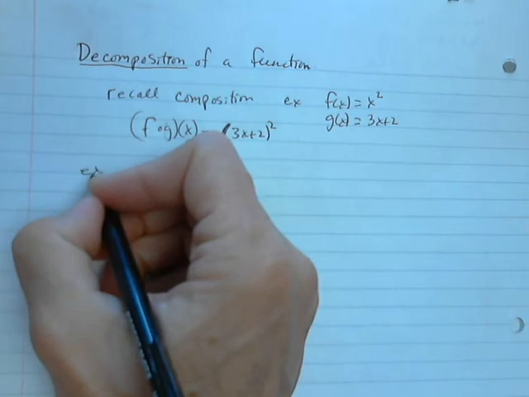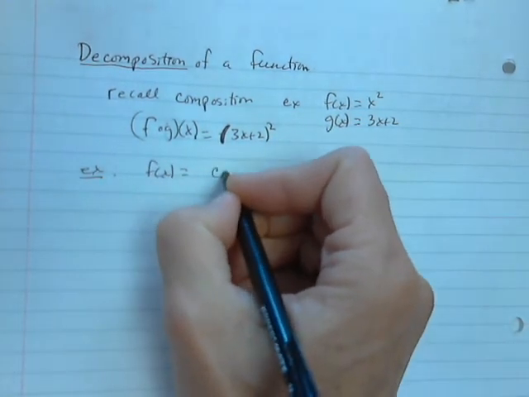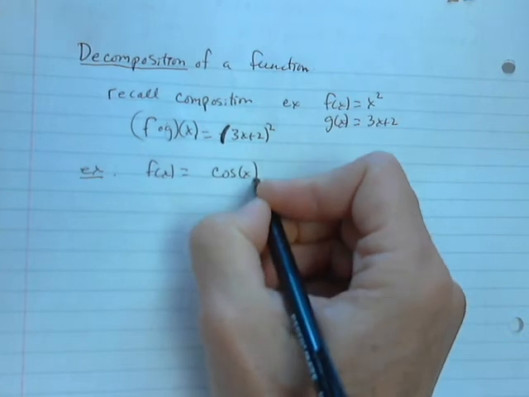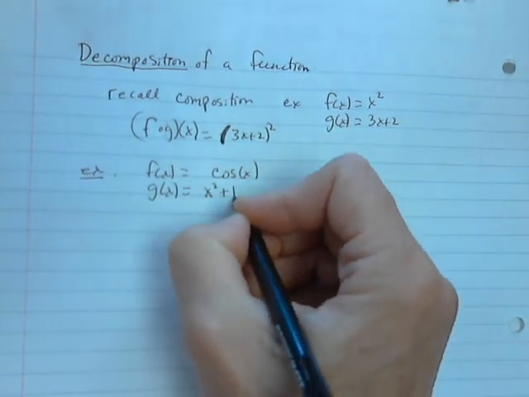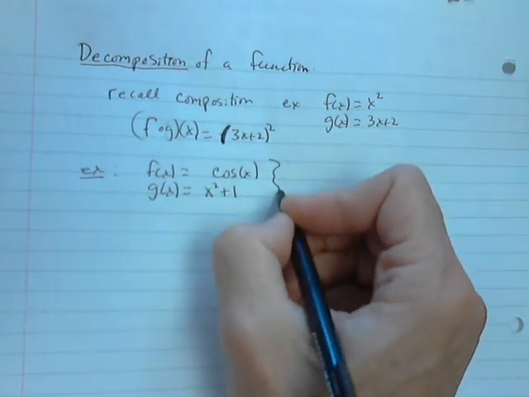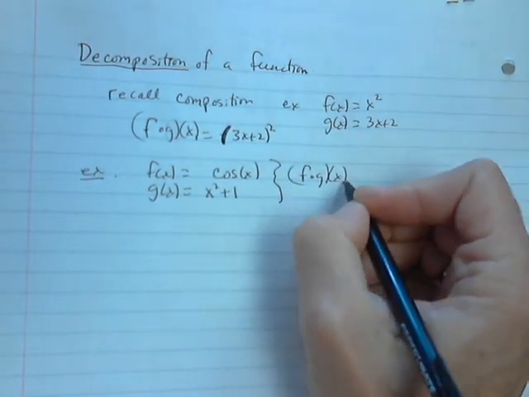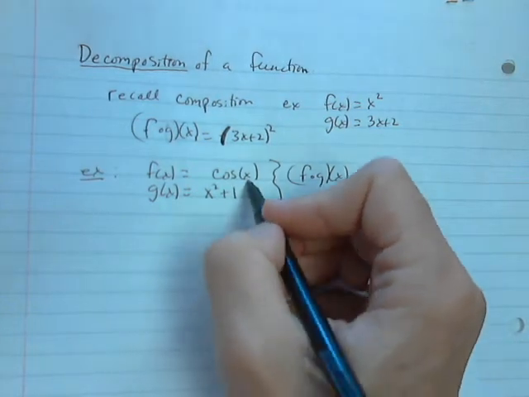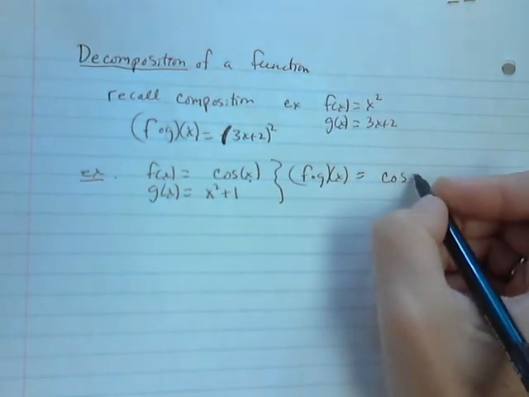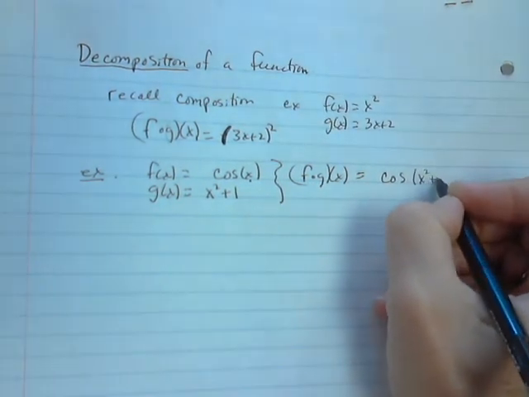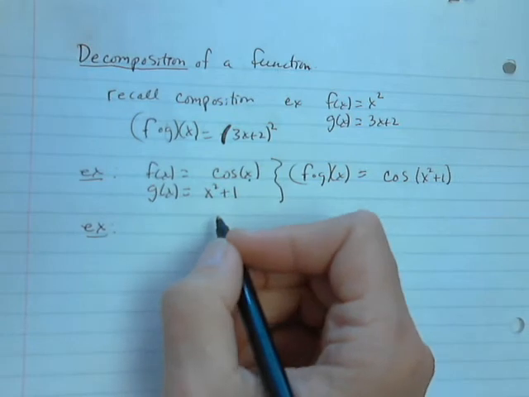Our second example on composition, let's say f of x is equal to the cosine of x. And let's say g of x is equal to x squared plus 1. And if I wanted to do composition, f of g of x, I would take the g of x function and replace this x in the cosine function, so we would get the cosine of x squared plus 1. This is composition. This is stuff that we've already done. You did it this year and you did it last year.